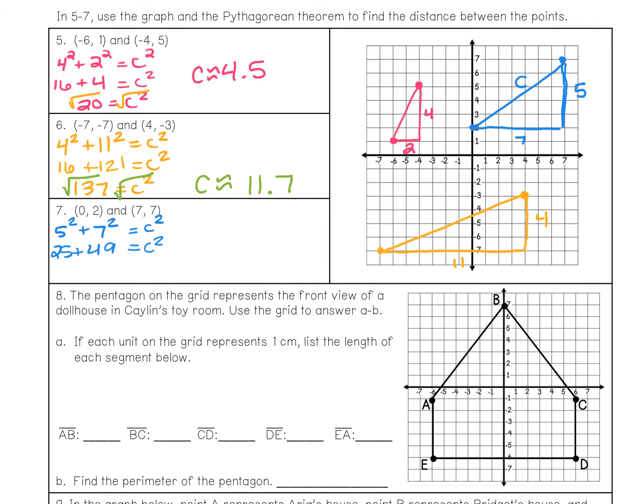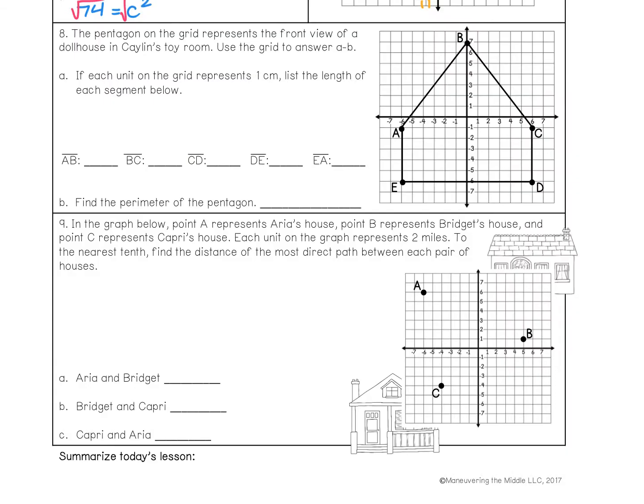When I add 25 and 49, that's going to give me 74. And then I'll take that square root. And the square root of 74 is going to give me approximately 8.6. Now we're going to look at some examples of word problems that involve distance on the coordinate plane.